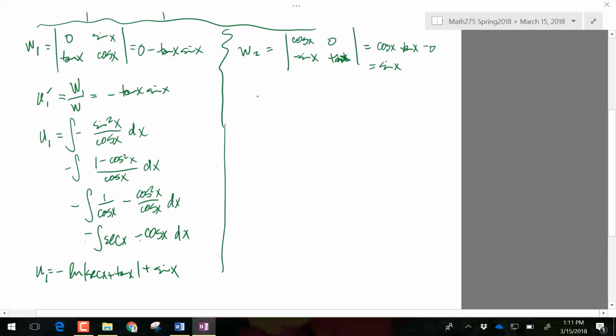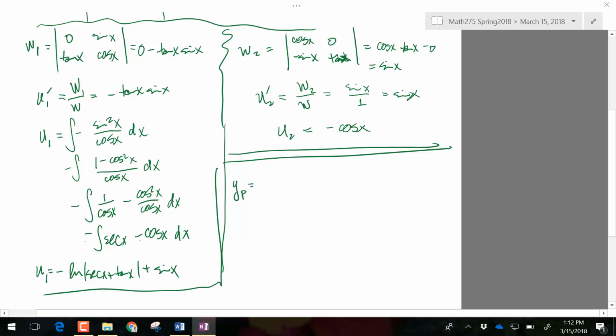All right. This one, I think it's a little bit easier. Our u2 prime is w2 over w, which is equal to sine x over 1. So the antiderivative of this is negative cosine. So u2 is going to be negative cosine x. All right. I think we have our particular solution.